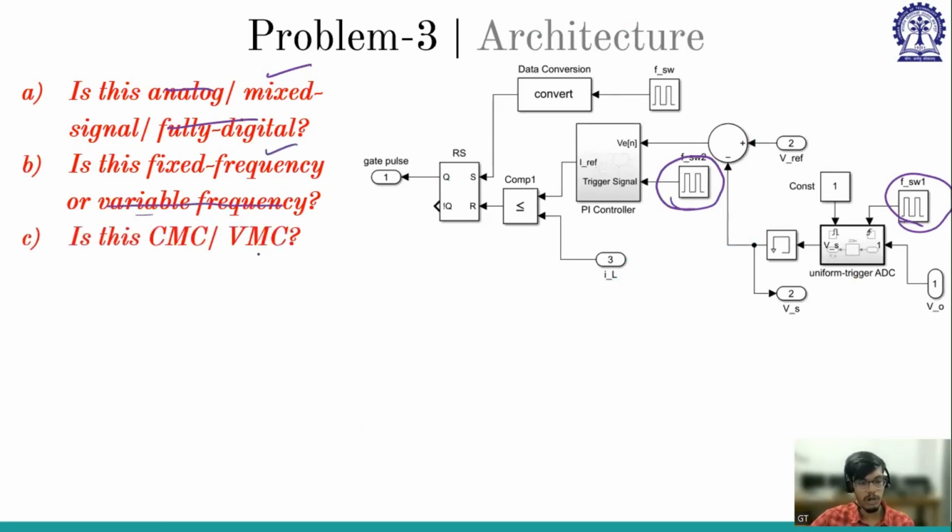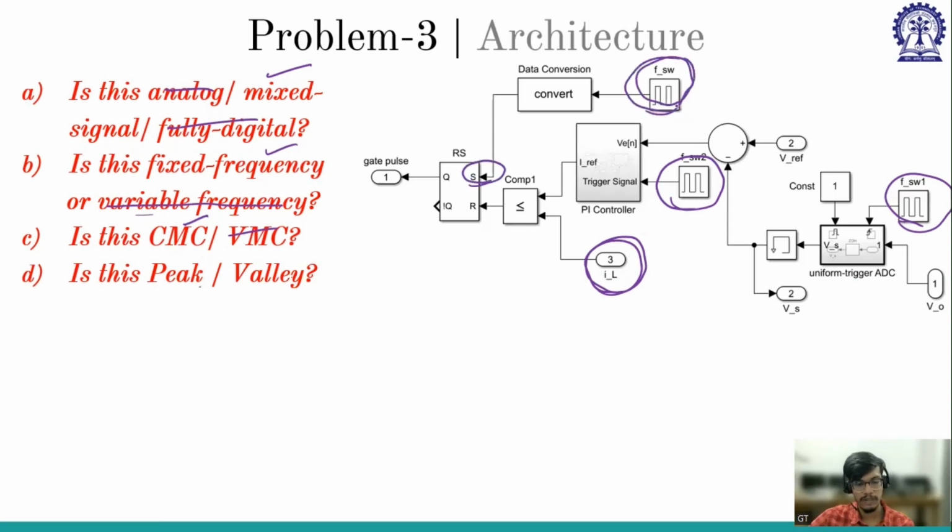And is this current mode or voltage mode? Current mode. And is this peak or valley? How do I know? I can know from set. If set is coming from FSW, is it peak or valley? It is trailing edge.